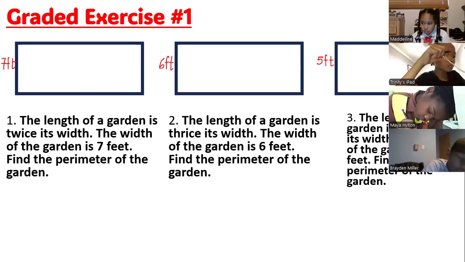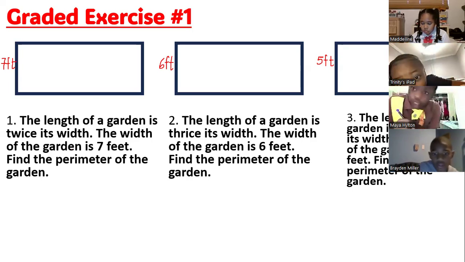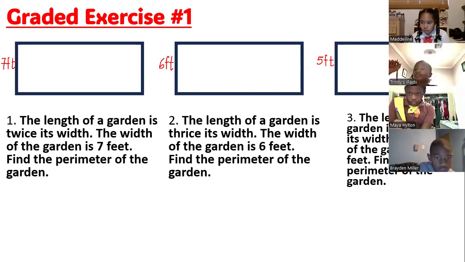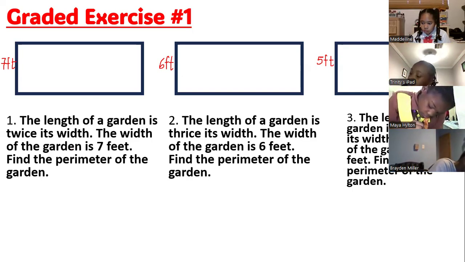All right. Number one, the length of the garden is twice its width. The width of the garden is 7 feet. Find the perimeter of the garden. Number two, the length of the garden is thrice its width. The width of the garden is 6 feet. Find the perimeter of the garden. And finally, the length of the garden is quadruple its width. The width of the garden is 5 feet. Find the perimeter of the garden. So I want you all to do these for me, please.